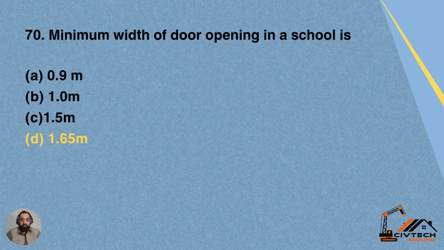Then we have question 70. Minimum width of door opening in a school. It should be 0.9 meter, 1 meter, 1.5 meter, or 1.65 meter. So the minimum width of the door opening in a school should be 1.65 meter.